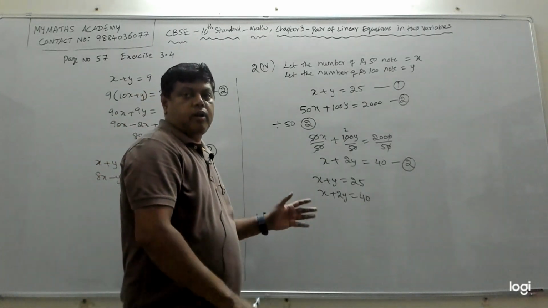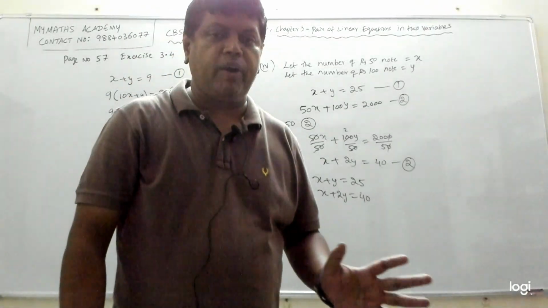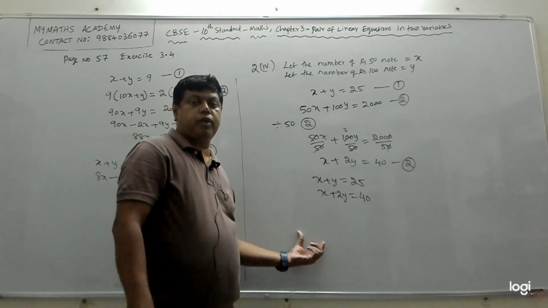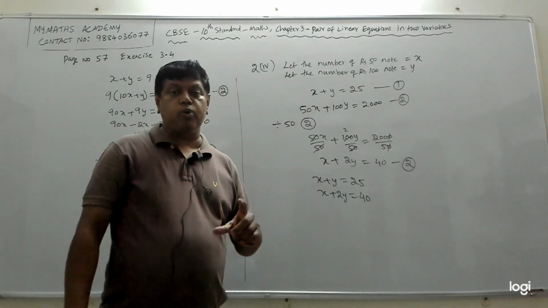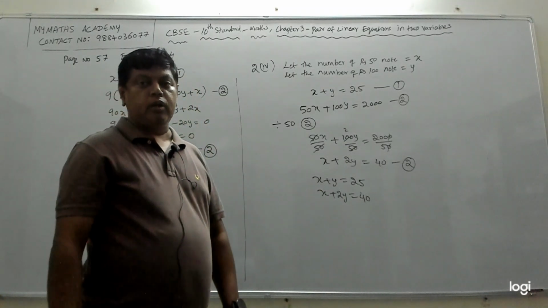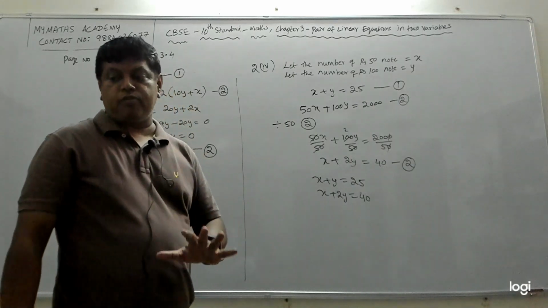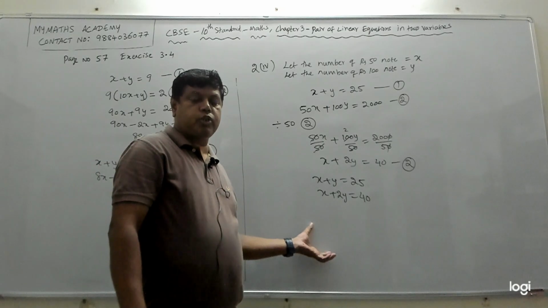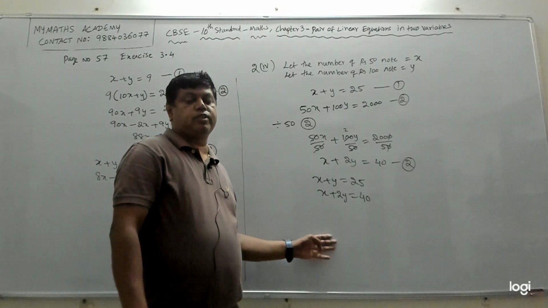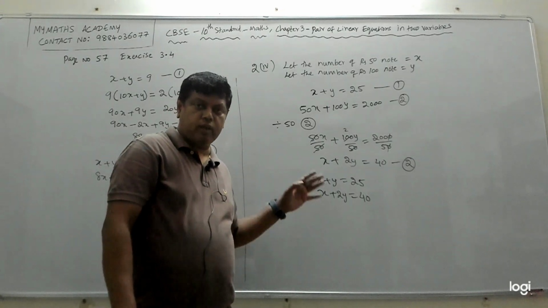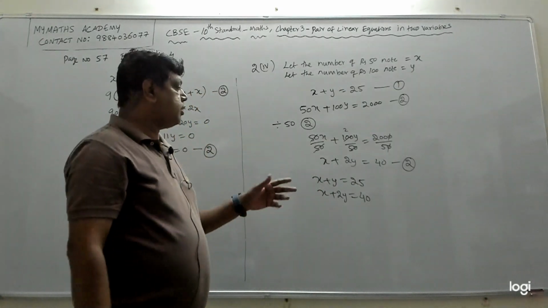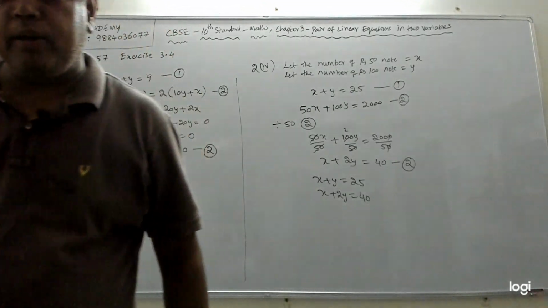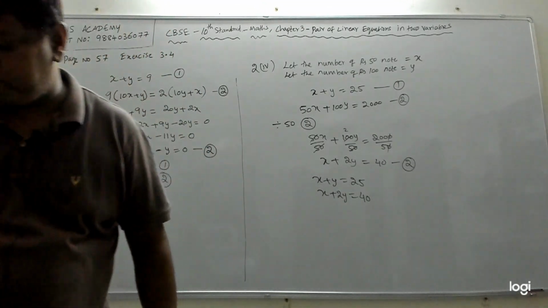After this, you need to find whether the solution exists. For that, you have to find a1, b1, c1, a2, b2, c2, and then check the ratio in table 3.4 on page number 46 of your textbook. You need to check the ratio and check whether it has a unique solution. Once it has a unique solution, then you can proceed and solve using the elimination method and find the value of x and y.